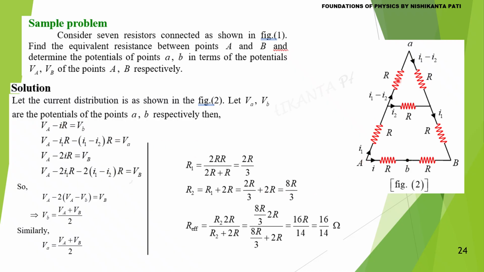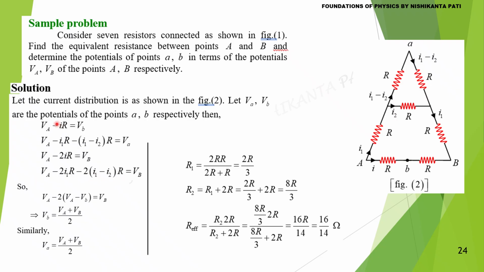In the path AB, VA minus IR is VB. In the path AA, VA minus I1R minus (I1 minus I2)R is VA. In the path AB, VA minus IR minus IR is VB. In the path AAB, VA minus I1R minus (I1 minus I2)R minus (I1 minus I2)R minus I1R is VB.